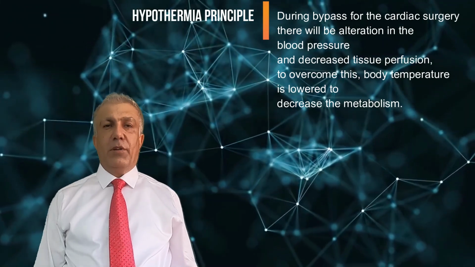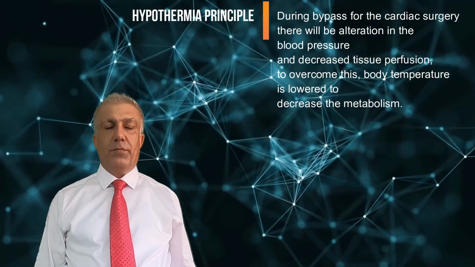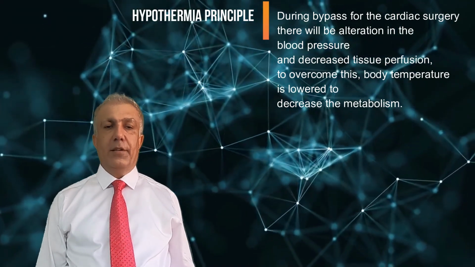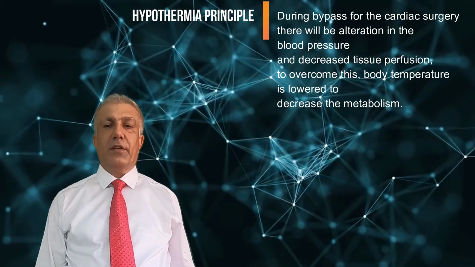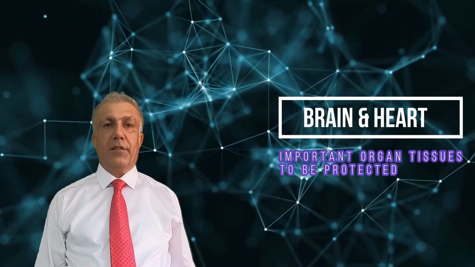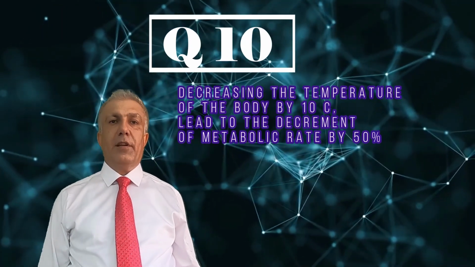Hypothermia principle. Generally, during cardiac surgery and bypass use, there will be alteration in the blood pressure and decreased tissue perfusion. To overcome this, body temperature should be decreased to decrease metabolism and to prevent hypoxic tissue damage. The most important tissues that need to be protected throughout this procedure are the brain and the heart. The rule for the hypothermic principle is Q10, which means for any decrease in temperature of 10 degrees, there will be a decrease in the metabolism of the body and the tissue by 50%.